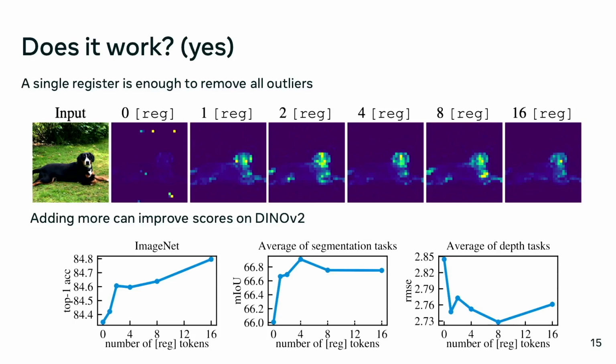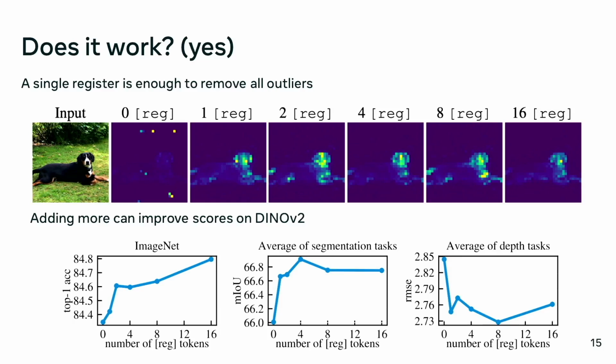You also get much better scores on some benchmarks. Now, these are not huge increases. Let's be honest, 84.4, you go to 84.8. It's not a game changer, but these are quite competitive benchmarks, so it's significant. It's particularly interesting in dense tasks, so segmentation and depth. As you can see, just going from 0 to 1 register makes a big difference, and that is visible here. You just have clean feature maps. It's much better.